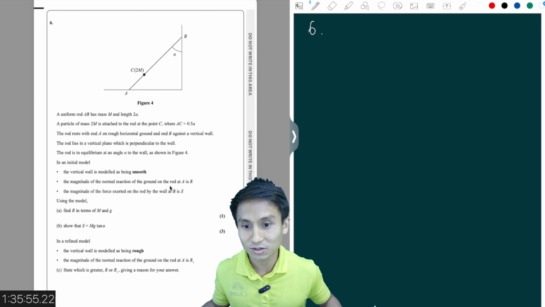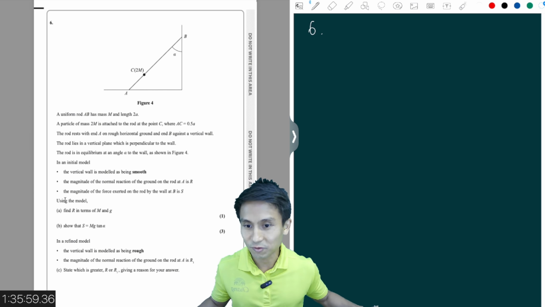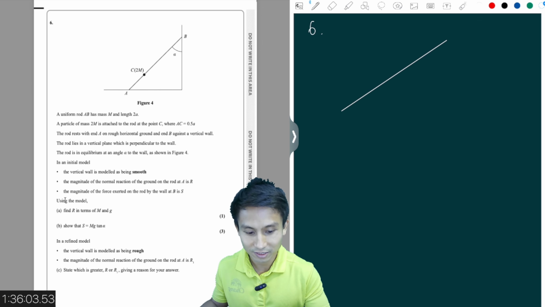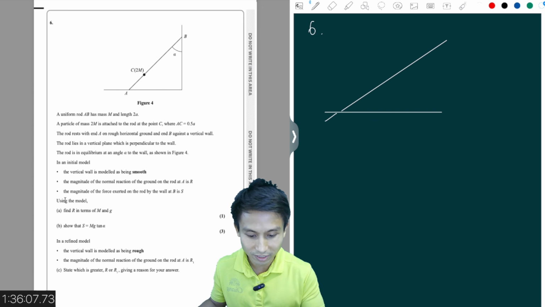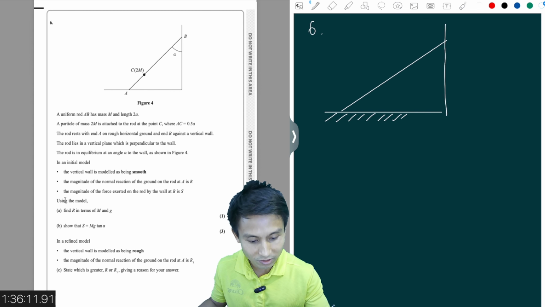Magnitude of normal reaction on the ground is R. The magnitude of force exerted on the rod by the wall is S. So let's draw that quickly. We have a rough ground. Usually, if you want to indicate that there is friction, we do that with a hatched surface, and when it's smooth, we don't do those dashed lines.